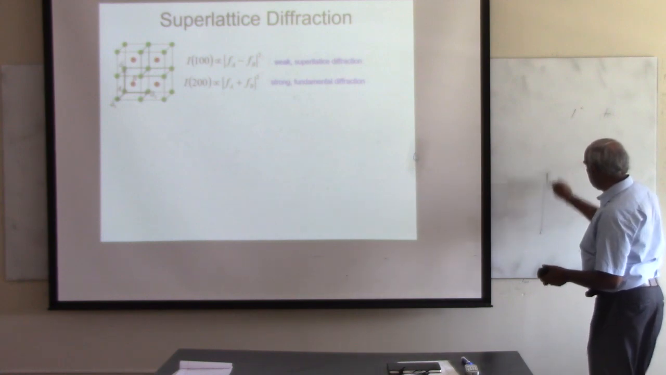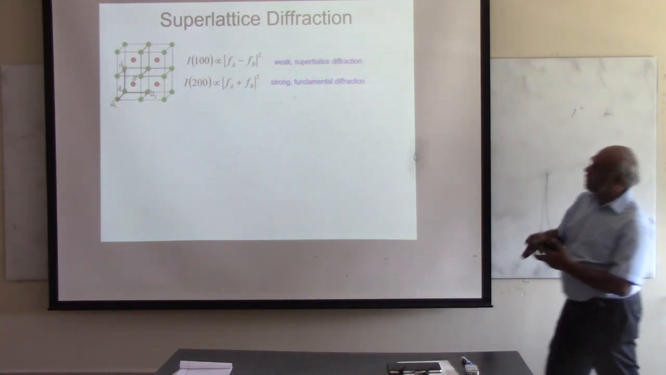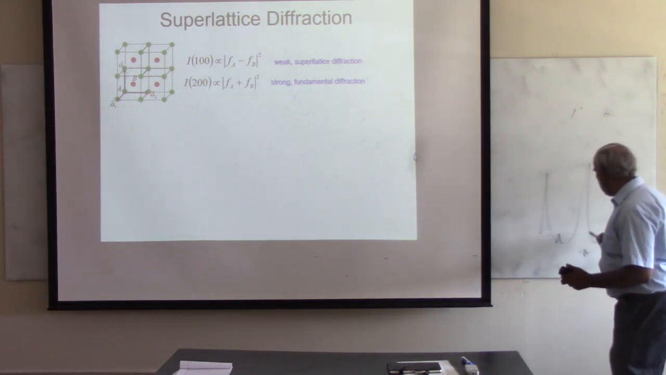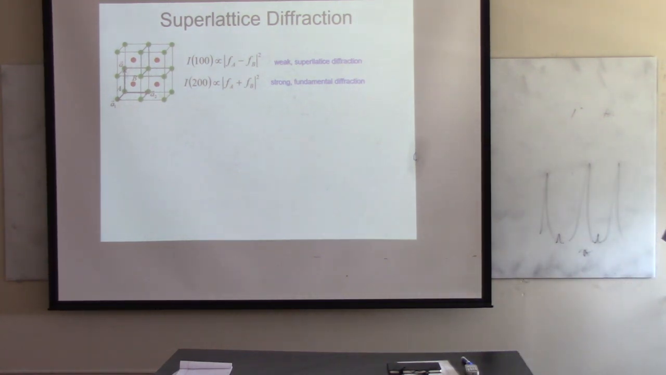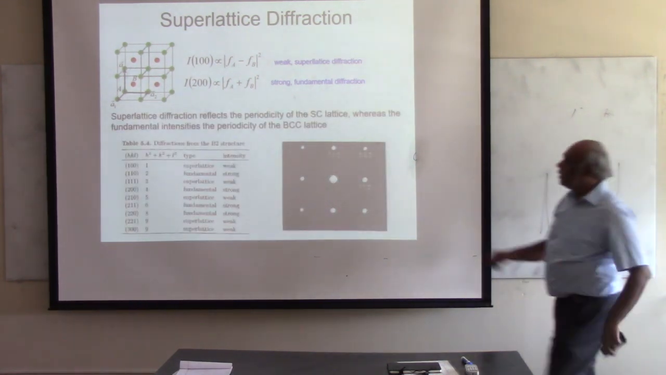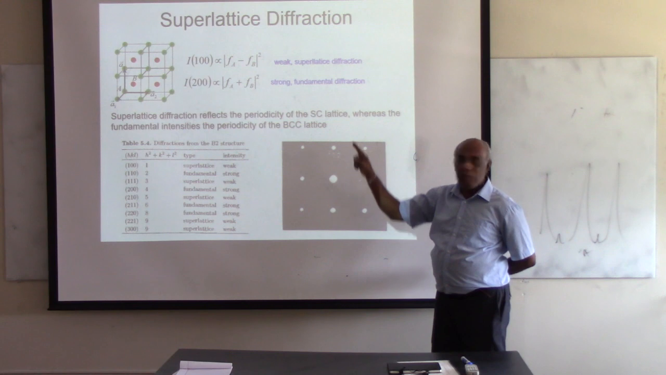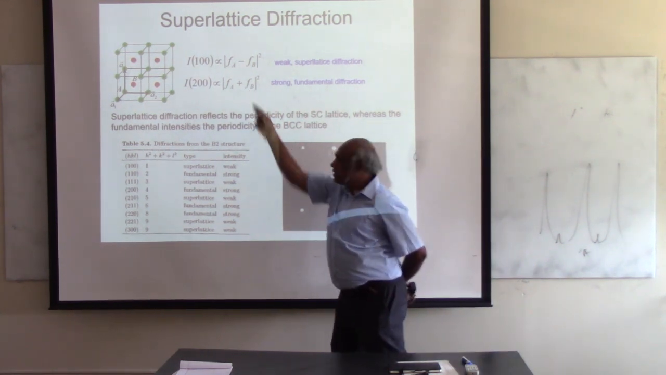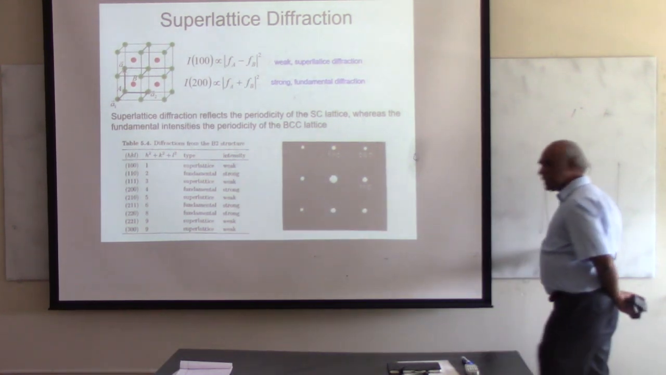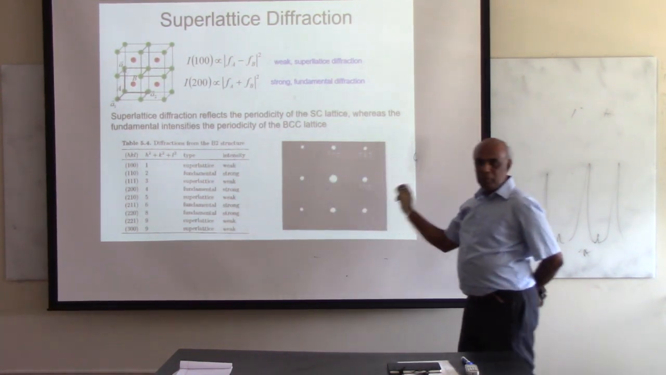All even ones have much higher intensities like this. For all odd ones, since these are non-equal, you get some value, but those intensities are much smaller. So you can see in the diffraction pattern, if you look at this one, what are these? These are the primary reflections. Look, can you see these small dots? These are the smaller ones coming from Fa minus Fb, because these are less intense, right?